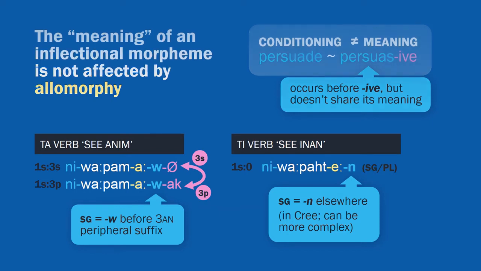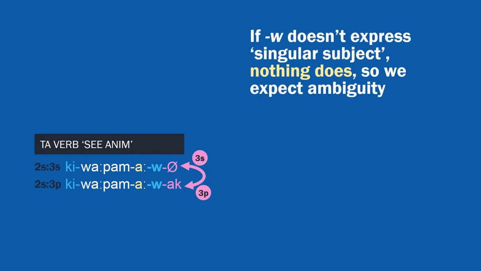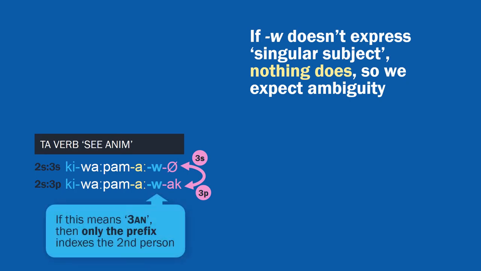One final argument can be given to support the view of W as a singular subject marker. It's quite simple. If W doesn't express singular subject, then nothing does, and we incorrectly expect the number of the subject to be ambiguous. Think about these Cree forms with a second-person subject and a third-person object. If the W is a third-person object marker, as in Bloomfield's analysis, then the second-person prefix ki is actually the only morpheme in this form that indexes the second-person subject. And we know from elsewhere in the system what happens in cases like that.